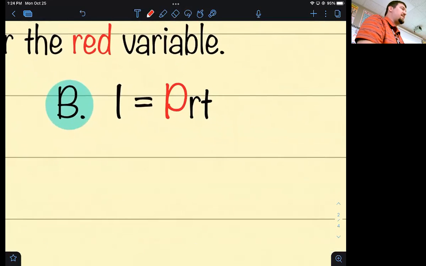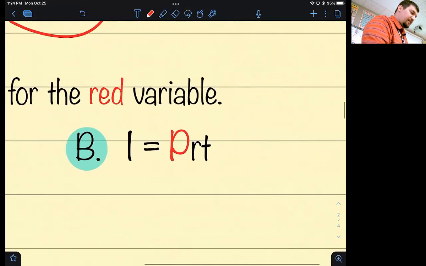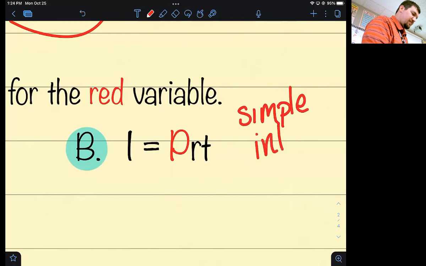What about I equals PRT? What is that used for? We haven't done that formula this year, but you did it last year. Xander? Interest. Yes, that's our simple interest formula. I stands for interest. What does R stand for?